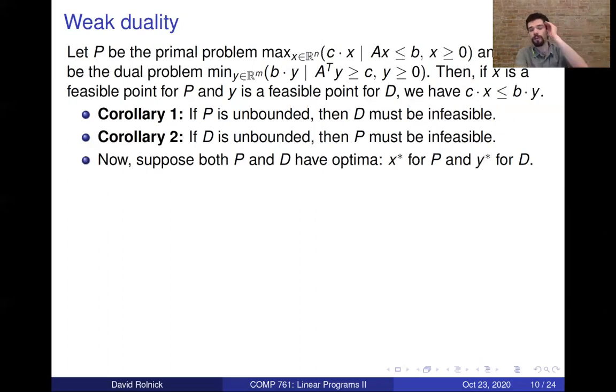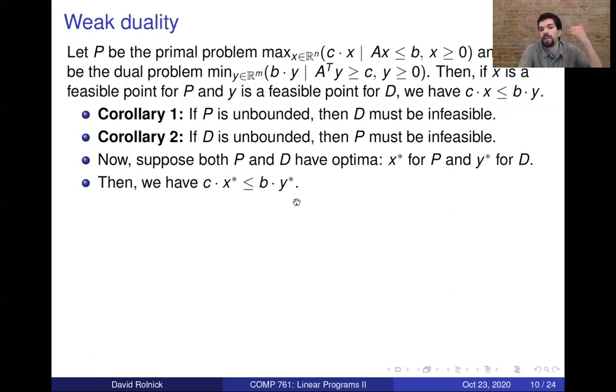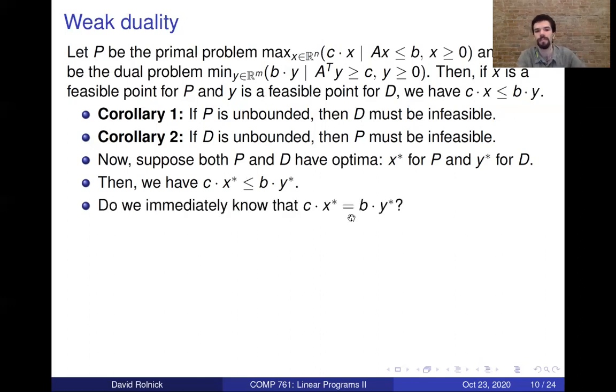Now, suppose that both of them are feasible and they have optima: x star in the case of the primal and y star in the case of the dual. Then, from this, we have that the primal solution is less than or equal to the dual solution. That's just from this weak duality result. Is there a way that we can use this theorem to show that they're actually equal?